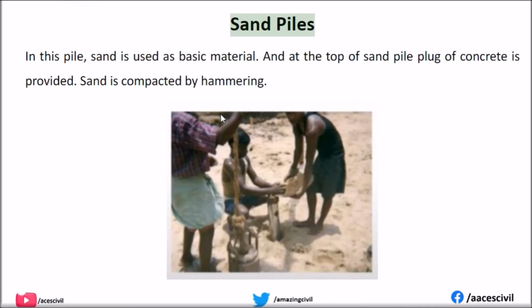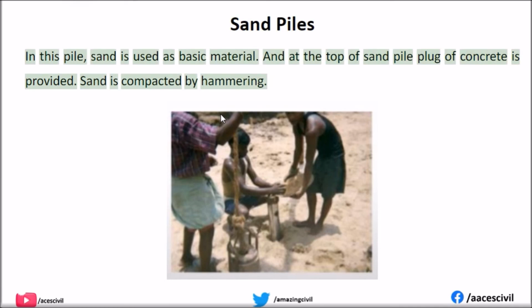Sand piles. In this pile, sand is used as basic material. And at the top of sand pile, a plug of concrete is provided. Sand is compacted by hammering.